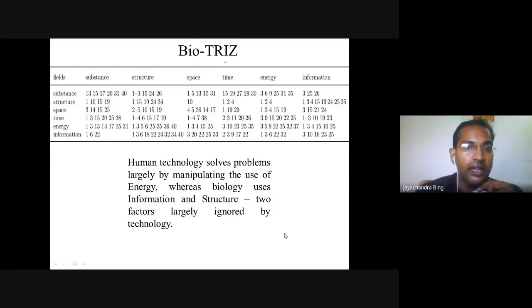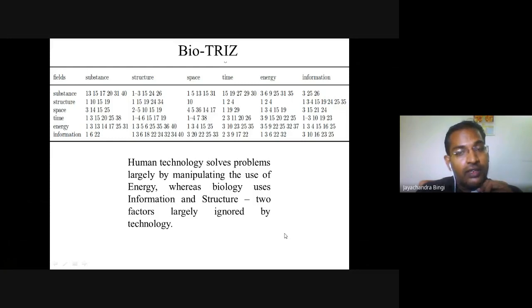Here you can see the lines, how nature works, and what is the real basis of this Bio TRIZ method. Human technology solves problems largely by manipulating the use of energy, whereas biology uses information and structure, two factors largely ignored by our technologies. Information and structure. So most natural things are structurally driven or information driven or both, but most of our systems are energy driven.